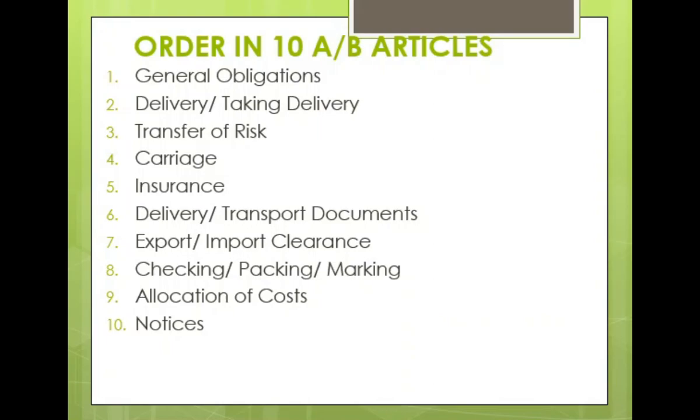So all the costs pertaining to the seller's obligation are 9A, and all the costs to the buyer will be 9B. Notices from the seller will be under 10. So 10A will be notices expected of the seller, and notices under buyer will be 10B. So that is the order in the 10A and B articles.